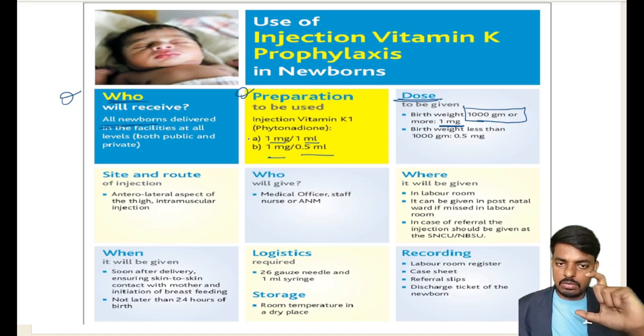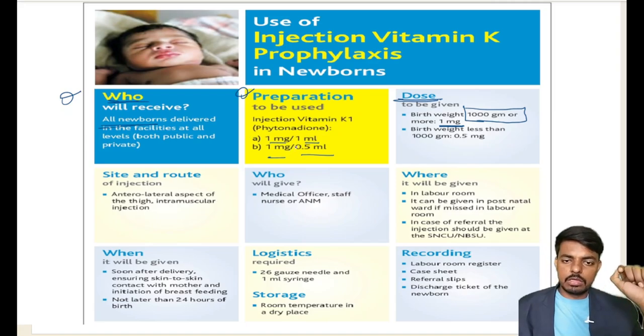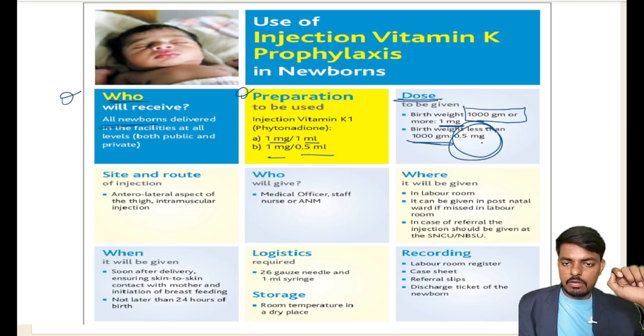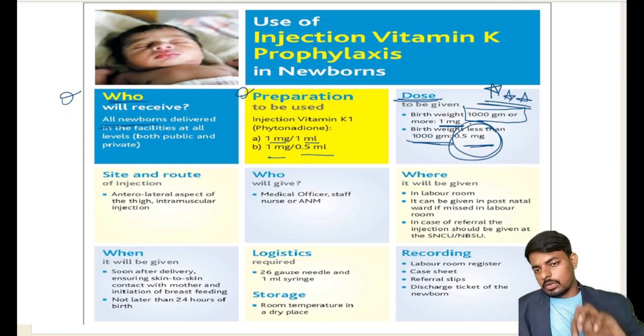So what is the preparation that is given on the vial? If the baby is more than 1000 gram, we will give 1 mg of vitamin K intramuscularly. If the birth weight of the baby is less than 1000 gram, we will give 0.5 mg only. This is a very important, 5-star question for your exam.